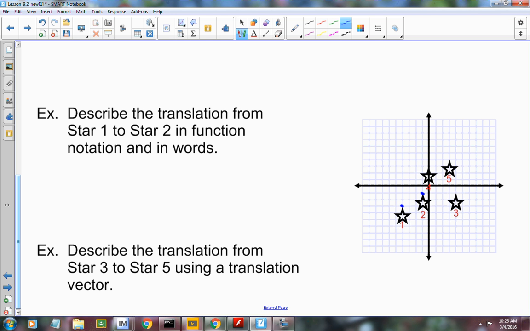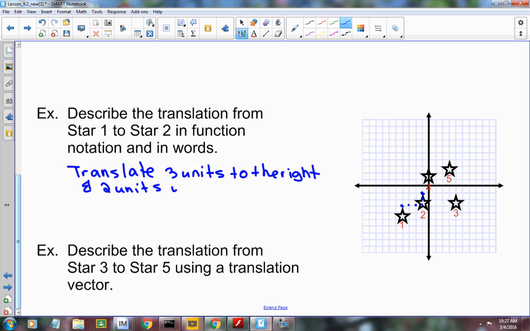So to get there, what do I have to do? Okay, the first thing you do is left or right. So you go to the right, 1, 2, 3, and you go up 2, okay? So if we were to put it into words, we would say translate 3 units to the right and 2 units up. Okay, that would be the good math words to use.